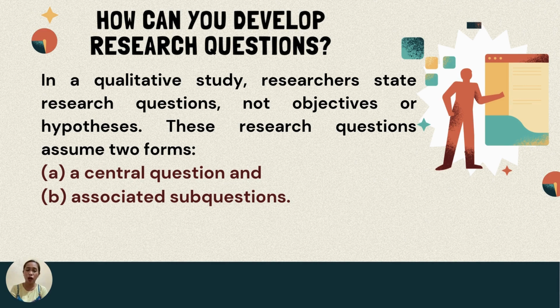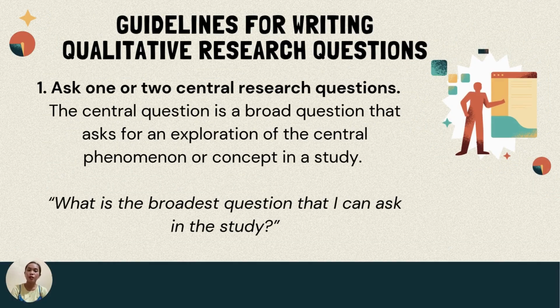So, how can you develop research questions? In a qualitative study, researchers state research questions, not objectives or hypotheses. These research questions assume two forms. One is a central question, and the other one is associated sub questions. So, here are the guidelines for writing qualitative research questions. First is ask one or two central research questions.